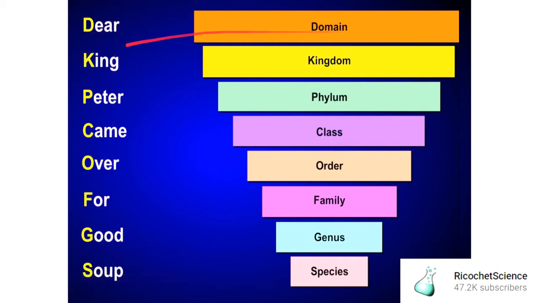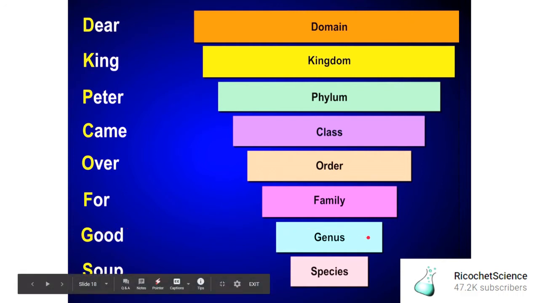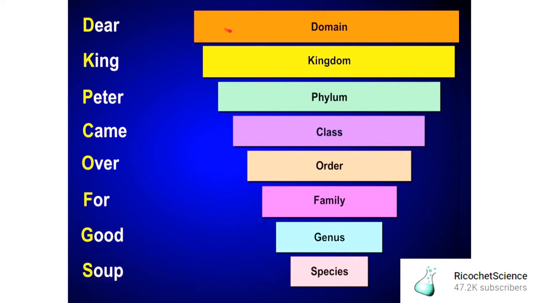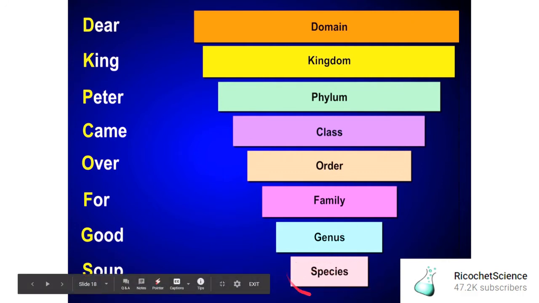Okay, so D for domain, K for kingdom, P for phylum, C for class, O for order, F for family, G for genus, and S for species. So as you can see, you start off with the biggest taxon, the biggest group, domain, and as you go lower, it becomes more specific. This one is the biggest group, then followed by the next biggest group, smaller and smaller. Then you go to the smallest taxonomic rank, the smallest taxon, species. This one specifically refers to that organism. Species, again, is always written and pronounced in plural form, always with an S, even if you're referring to one group. So again, from the most general to the most specific taxonomic rank: Dear King Peter came over for good soup.